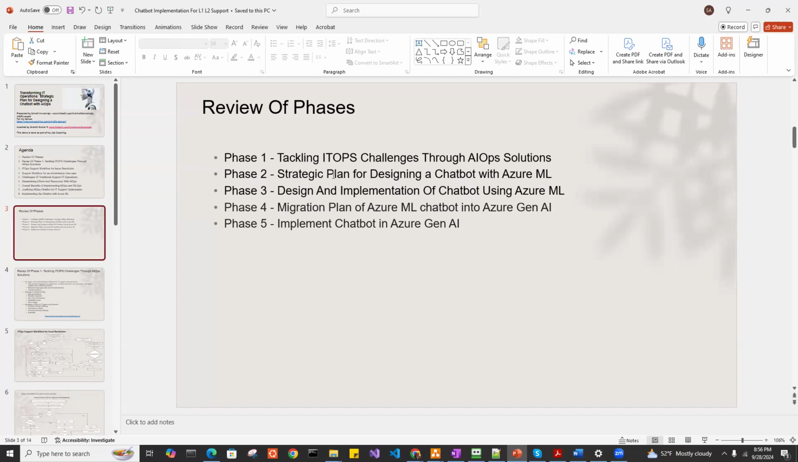So today we are going to talk about the strategic plan for designing a chatbot with Azure ML. This is just a discussion of the plan or the strategy. The actual design and implementation we are going to talk about in the next phase. And the last phase is implementing the chatbot in Azure Gen AI.